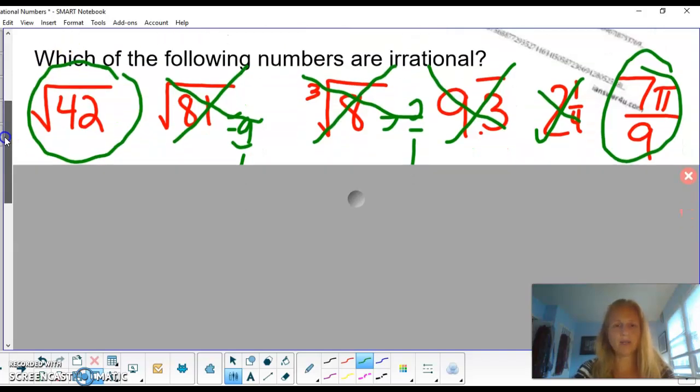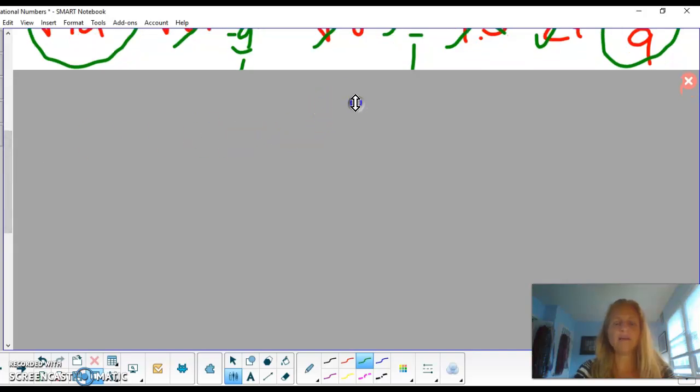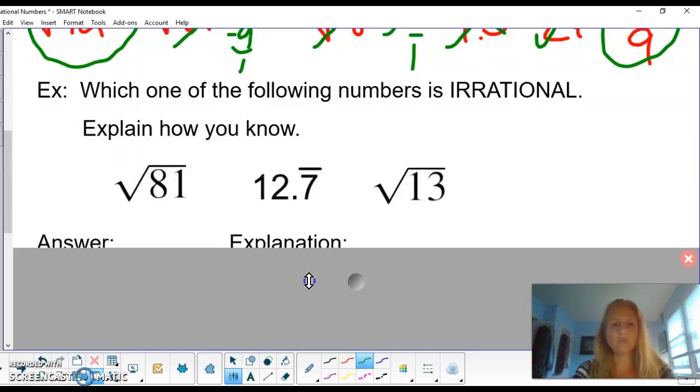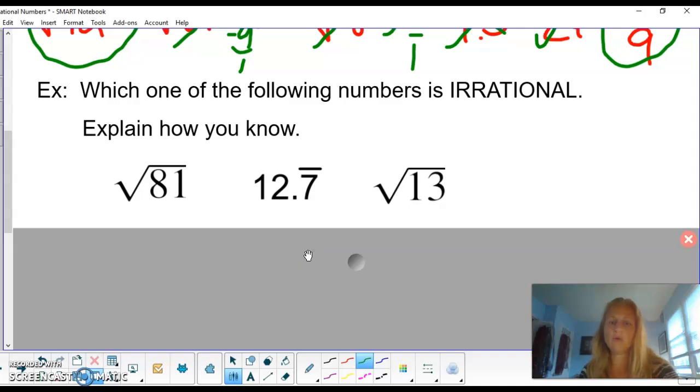Let's move down here, and I'm going to show you your next slide. This is what you're going to do. You are going to figure out which one of these is irrational, okay? And then I want you to explain how you know. So go ahead, move on to the next slide, answer this question, and then continue on with the lesson. Thanks.